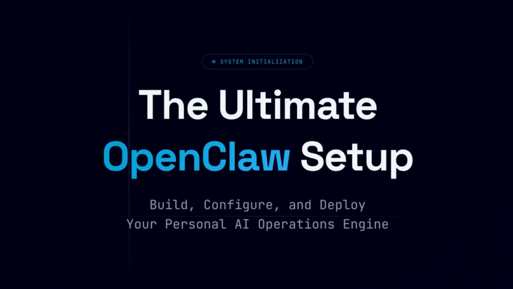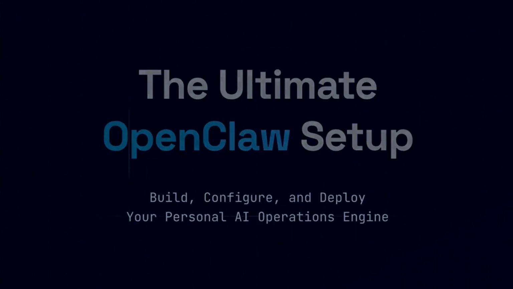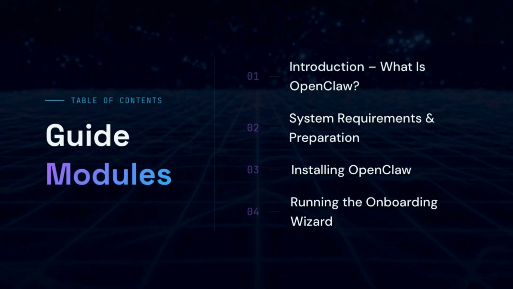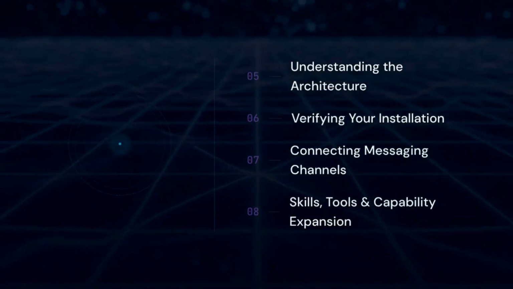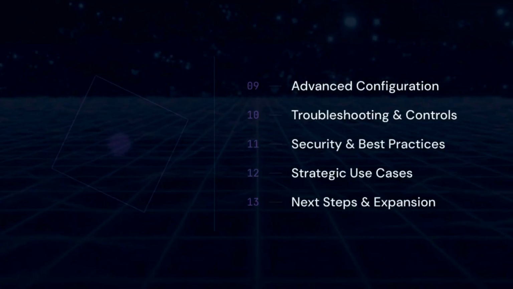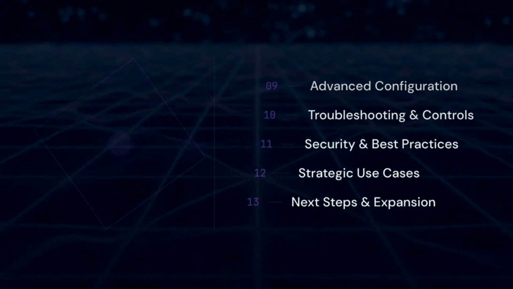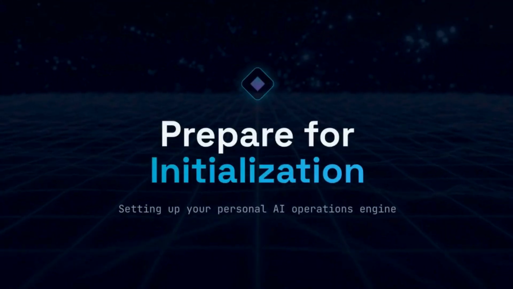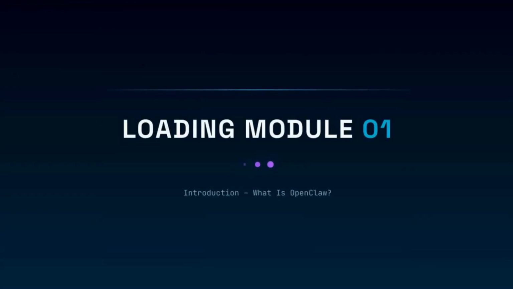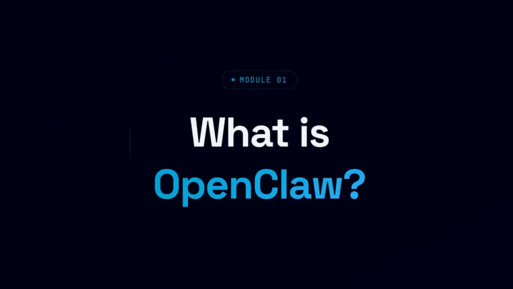Welcome to the Ultimate OpenClaw Setup Guide, your step-by-step blueprint to building, configuring, and deploying your own personal AI operations engine. In this guide, you'll learn what OpenClaw is, how to prepare your system, install the platform, and run the onboarding wizard. We'll break down the architecture, verify your setup, connect messaging channels, and expand capabilities with powerful skills and tools. This is your complete launch plan for running AI on your terms.